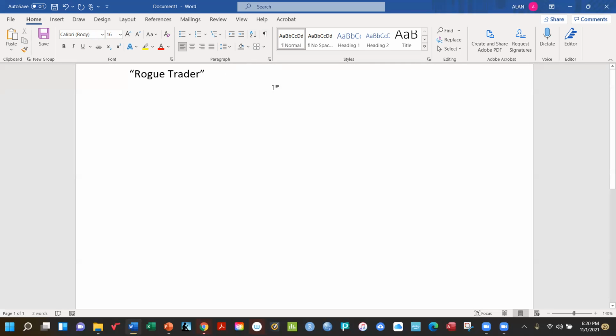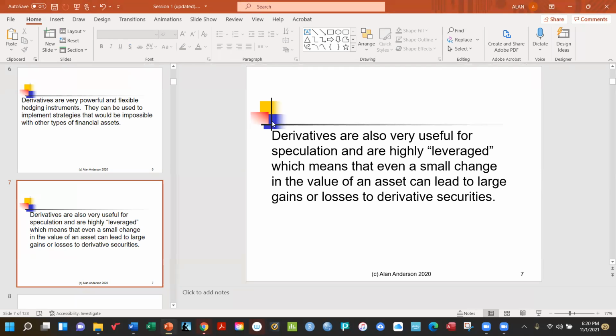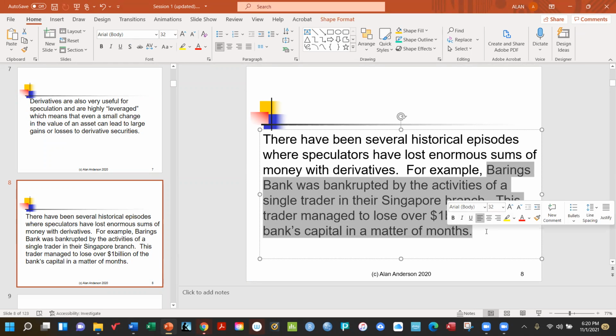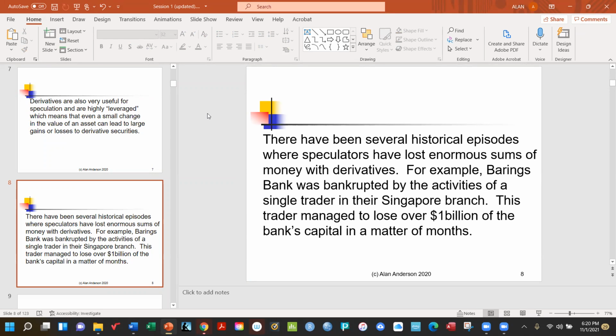If they knew what he was doing, he would have been out of there very quickly, but he was able to keep it quiet. And so that's why the losses piled up so badly. Anyway, I mentioned it in the slides. Barings was bankrupted by the activities of Nick Leeson in their Singapore branch. And let's just say, even for an old line bank like Barings, $1 billion is a lot of money. And it didn't take long. It disappeared in just a few months.